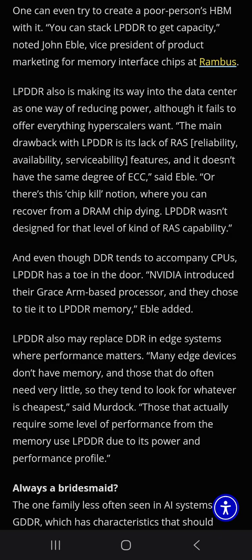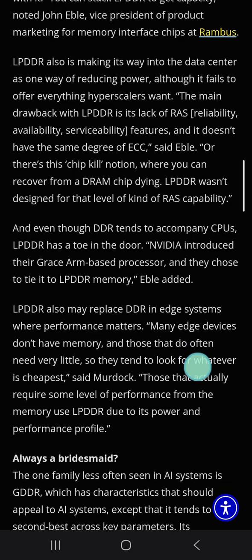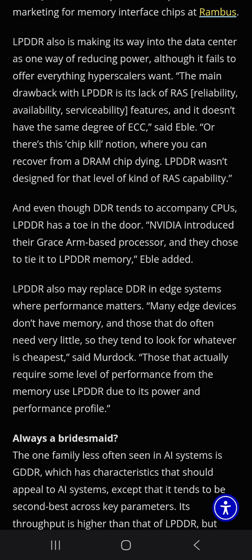RAS, reliability, availability, serviceability features, and it doesn't have the same degree of ECC, said Eric. Or there's this chipkill notion, where you can recover from a DRAM chip dying. LPDDR wasn't designed for those levels of RAS capability. And even though DDR tends to accompany CPUs, LPDDR has a toe in the door.